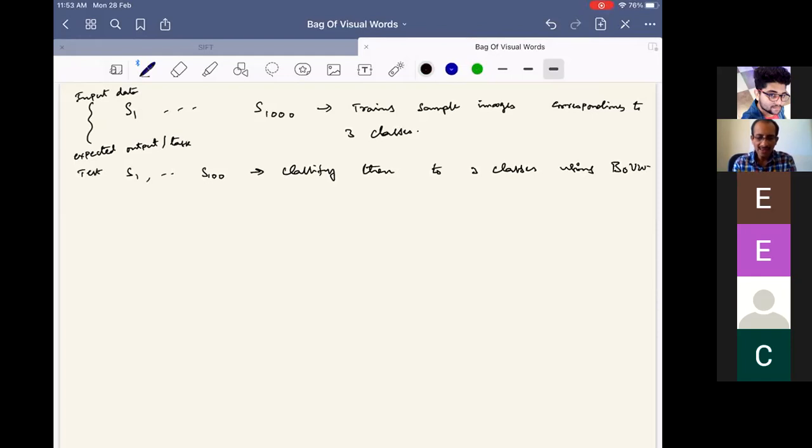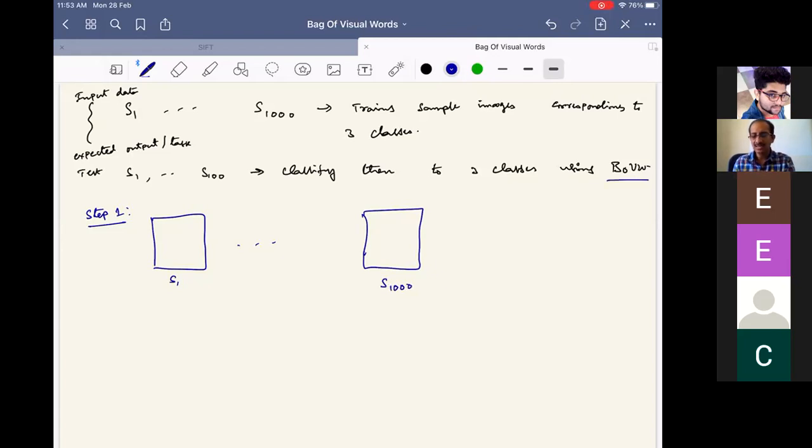Now, what do you think is the first step for performing this? Given the images, S1 to S100, S10,000 in fact, what should we do with this? What do you think is the first step in bag of visual words based on the discussion that we had in the last class? None of you remember?